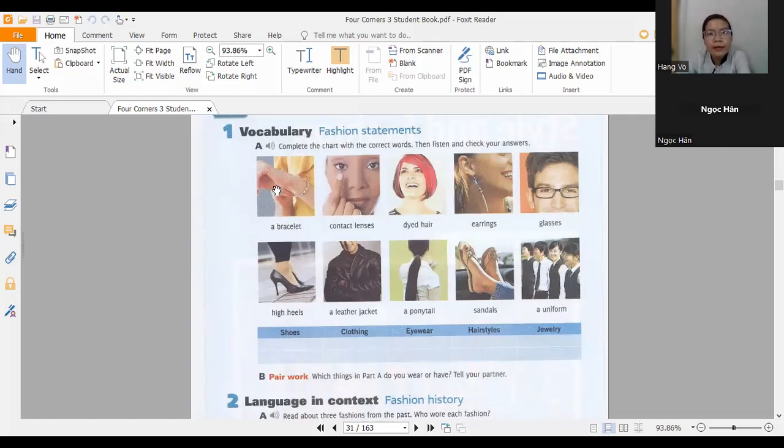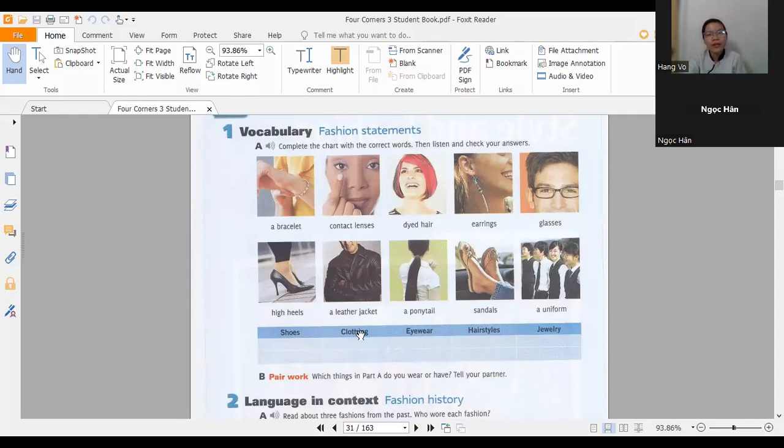Now let's have a look at the first one. Now listen and repeat after me. Bracelets. Bracelets. Now, contact lenses. Contact lenses. Okay. Dyed hair. Earrings. Glasses. High heels. A leather jacket. A ponytail. Sandals. A uniform. Okay, now please help me complete the chart, okay?